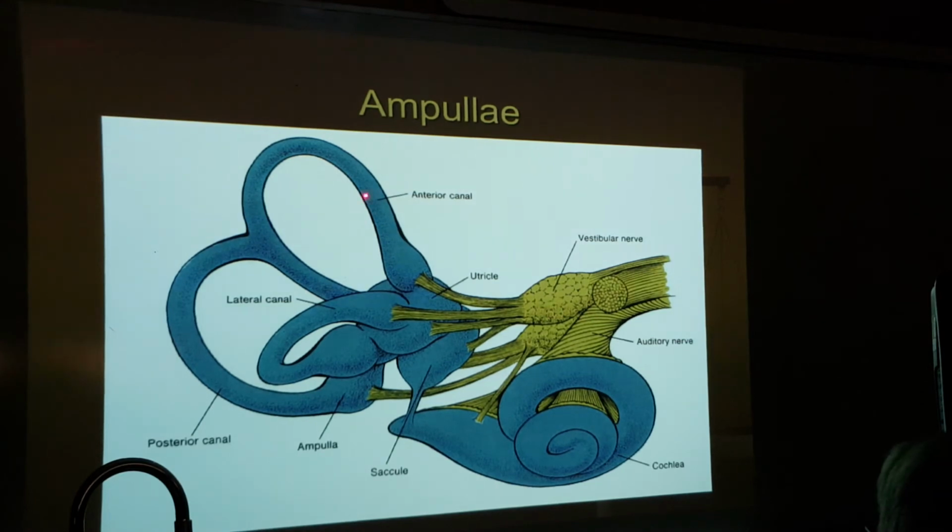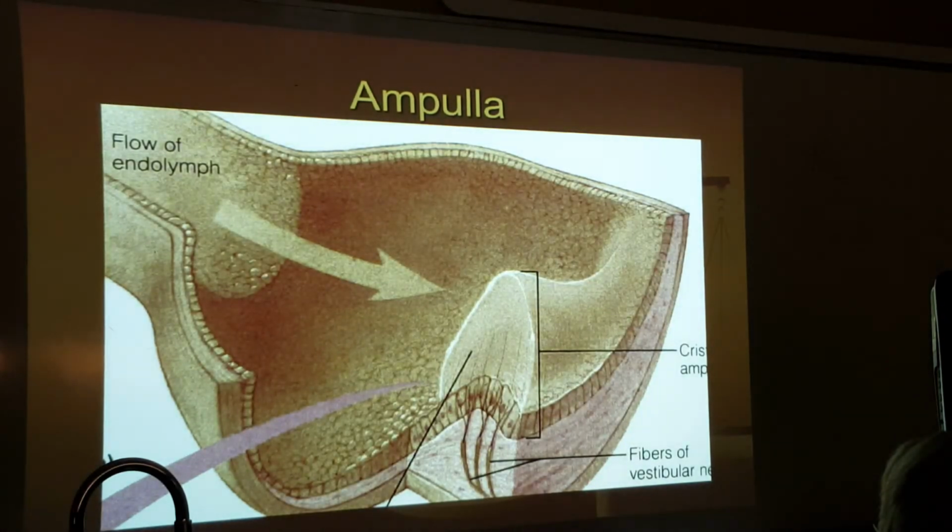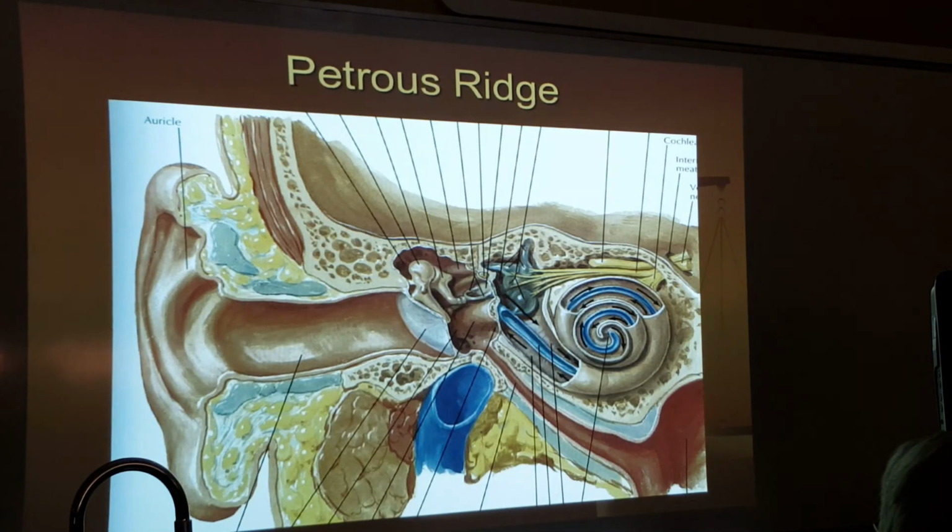Okay. You look at the semicircular canal, and at the base of each one there's a swollen part, and that's the ampulla, and that is where the crista are. Remember, inside those, and those are the organs of dynamic equilibrium. Ampulla. And all this is contained inside the petrous ridge of the temporal bone.